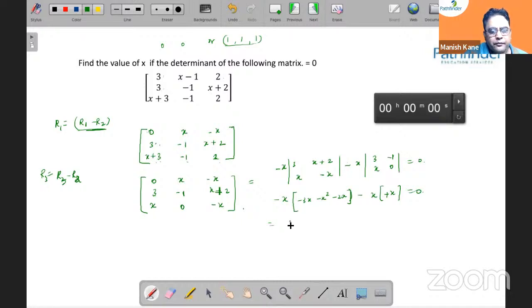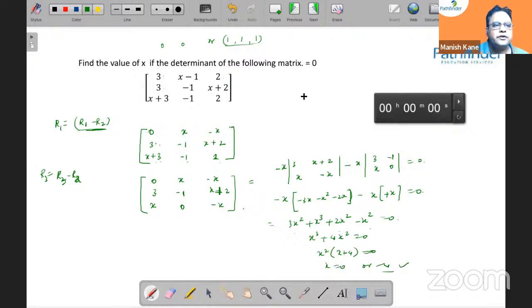So what do you get now? 3x square plus x cube minus x square is equal to 0. So 5x square minus x square is 4x square. So x cube plus 4x square is equal to 0. I take x square as common. I'll get x plus 4. So either x is equal to 0 or minus 4 will give me the same answer. Next.